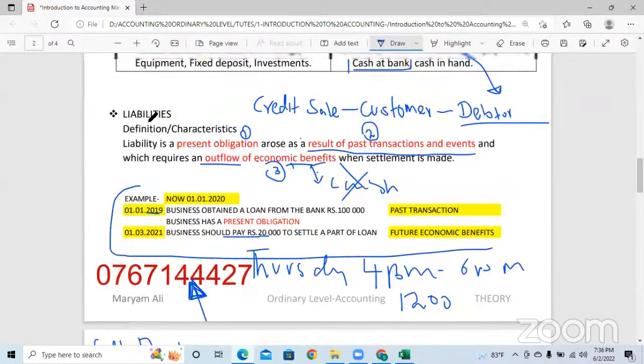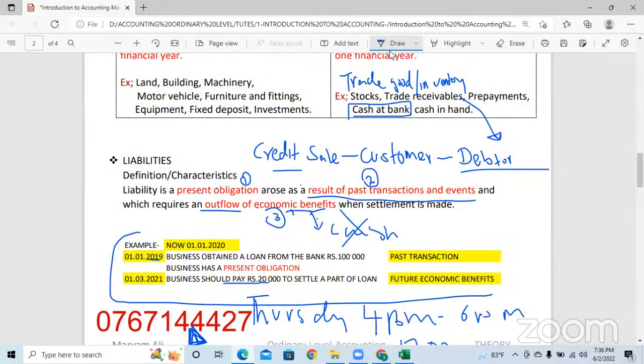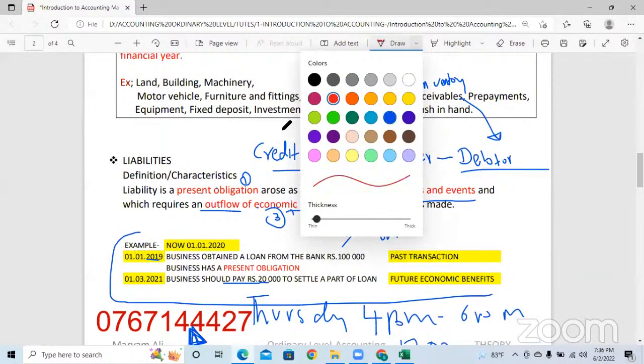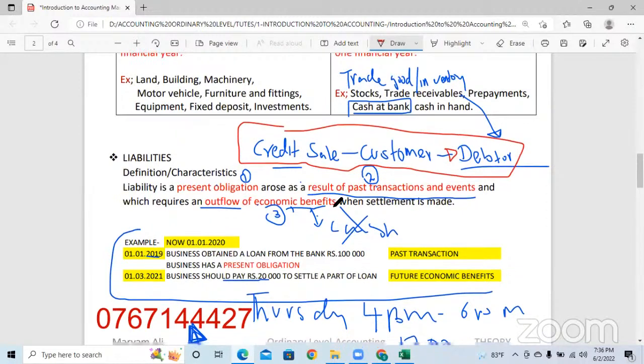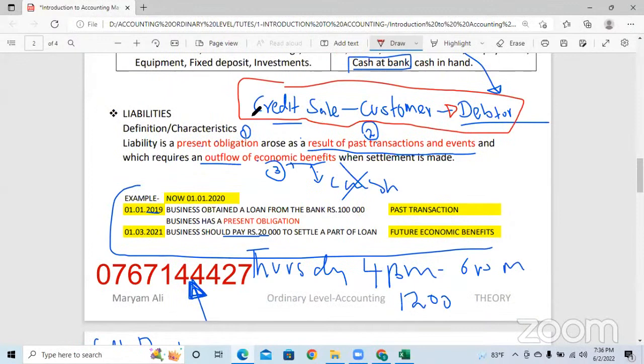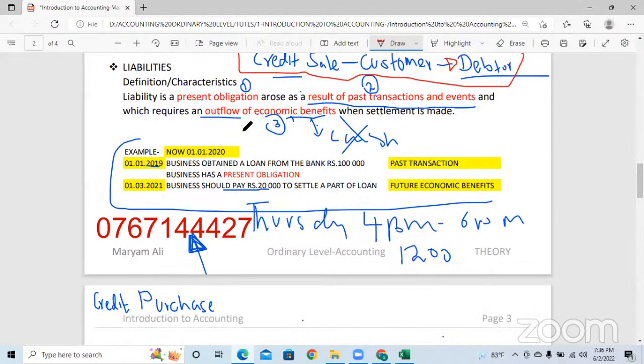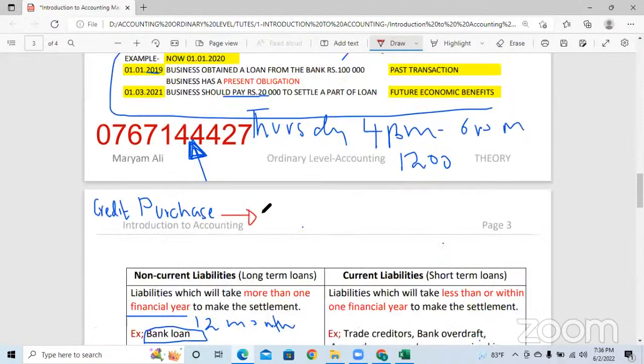Now, before it was credit sales. Guys, can you write this down? When you make a credit sales to customer, you create whom? Debtor. Okay, when you make a credit sales to customer, you create debtor. Write it down, guys. Now, when you make a credit purchase to whom? To supplier. Supplier is the person who will supply you goods. Whom do you create? Creditor.